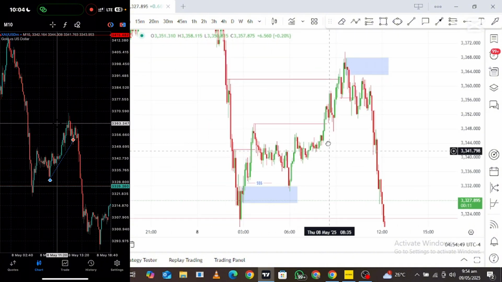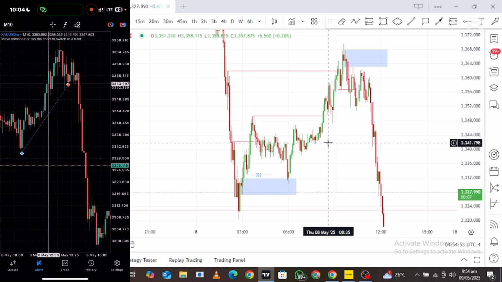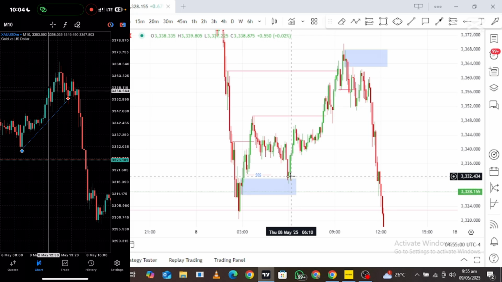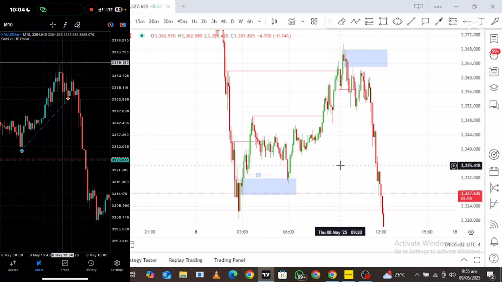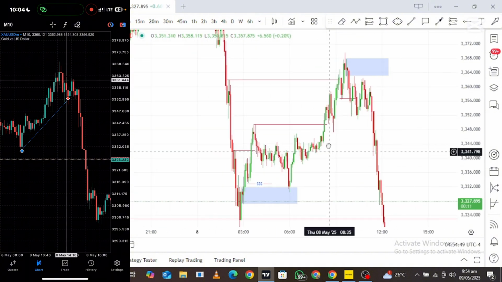So after that, price ended up going down. Let me show you guys something. Price ended up taking out this particular low as liquidity. Can you see price ended up taking out this particular low as liquidity? Immediately after price did that, I was expecting price to continue going up in a bullish direction, and price did not do that. Price came all the way down again.